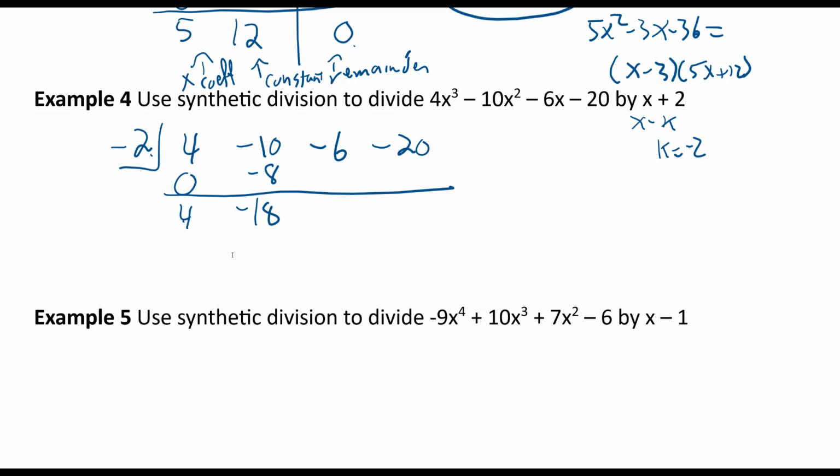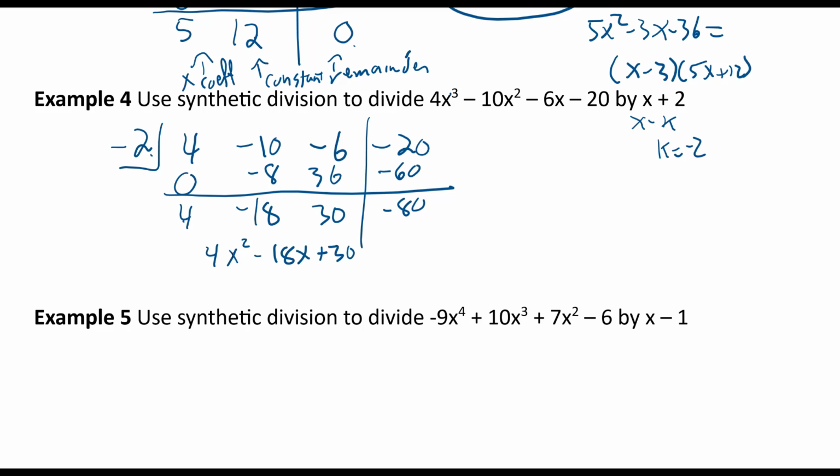-2 times -18 is positive 36. So -6 and 36 is 30. -2 times 30 is -60. So we get -80. So this would be, unless I made a mistake, or maybe I typed it wrong, I don't know. That's correct, okay. 4, -8, -18, positive 36. Usually you don't see a remainder that high, so this is 4x squared minus 18x plus 30.